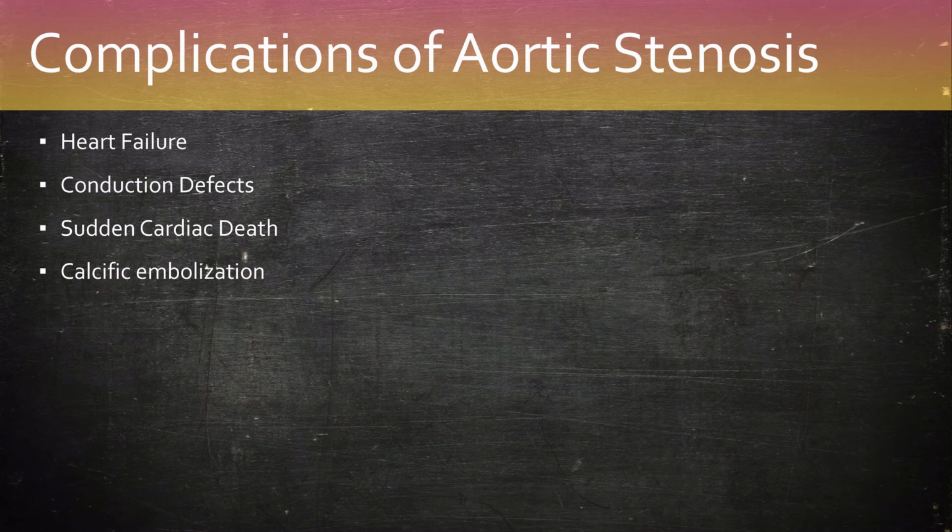and calcific embolization. This is similar to bacterial endocarditis, for example, where you get lumps of bacteria on the valves ending up in the systemic circulation, here you get calcific lumps that can dislodge from the valves and get stuck in various parts of the systemic circulation.